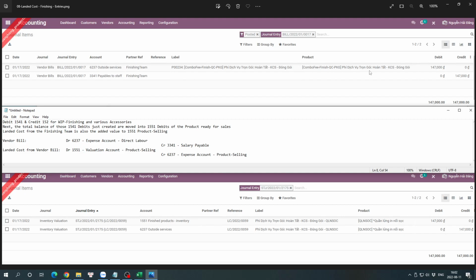6237 outside services, yeah, landed cost, and then landed cost matching would give you this. You debit 1551, so you add more value to the finished goods inventory and you credit whatever you just debited before for 6237 by matching landed cost. Yeah, this is product code and this is service code. Doesn't really match in terms of products and service code, but it doesn't matter. It's just 6237, just like 1541 is just an intermediary account.